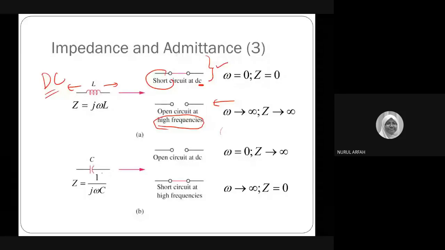Okay, for a capacitor, if you pull these two ends apart, you will have an open circuit. And the impedance of a capacitor is equal to, still remember? Negative j over omega C. Okay, please remember this. Okay, done.